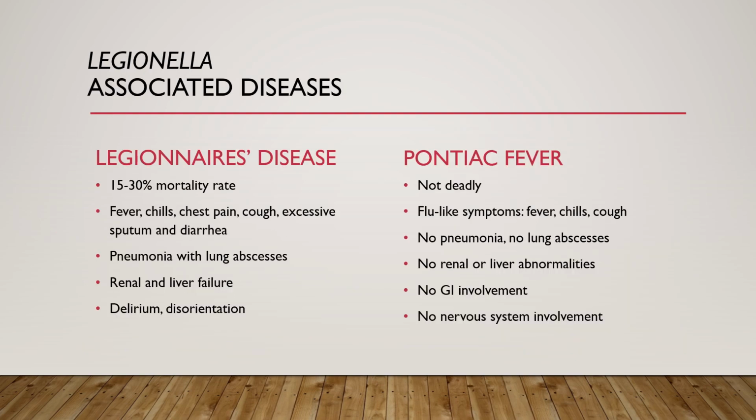Now, Legionella is associated with a couple of diseases. One is called Legionnaire's disease, and one is called Pontiac fever. Pontiac fever is a lot less severe than Legionnaire's disease, and when you have Pontiac fever, you feel like you have influenza. When you have Legionnaire's disease, you have a 15 to 30% chance of dying. You have fever, chills, chest pain, cough. You're making a lot of sputum and diarrhea, so the signs and symptoms run the gamut. It can develop into pneumonia with lung abscesses, and then that can turn into renal and liver failure. You can have delirium and disorientation as well. Not a fun disease to have.